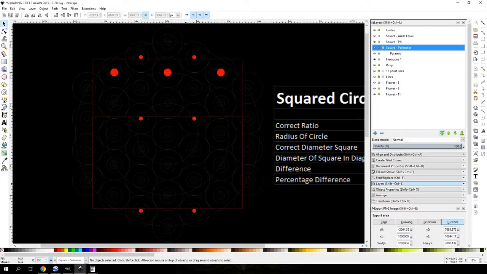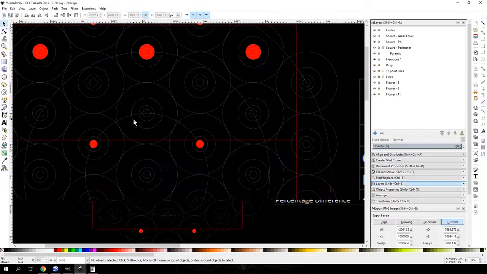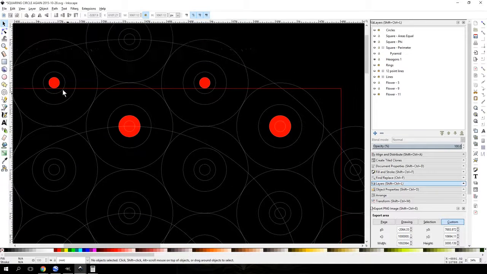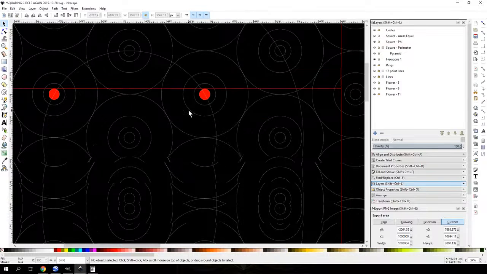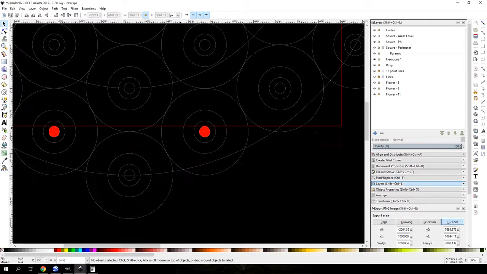And here's what it looks like. So if we zoom in, you can see these two red circles are bounding it. It's also resting on top of these two circles, and these two circles are bounding it.